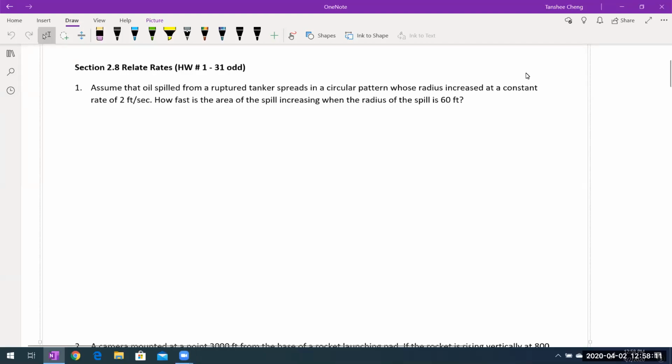So 2.8 is basically talking about the related rate type of problem. So what is a related rate type of problem? Okay, so let's take a look at the first example, and I'm going to explain to you which direction we are going.